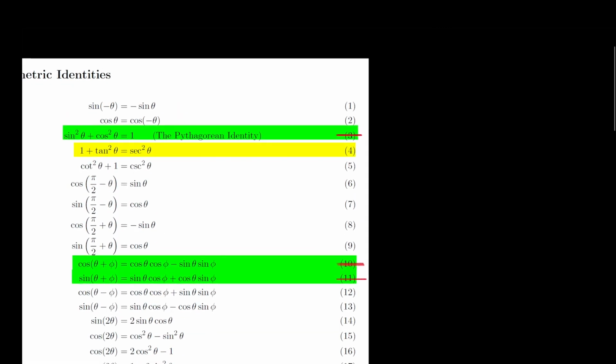In order to prove it, let's write out what we are proving. We are proving trigonometric identity 4, which is 1 plus the square of the tangent of theta equals the square of the secant of theta. Okay, now recall that secant of theta is a reciprocal trigonometric function, and in particular is equal to 1 over the cosine of theta.